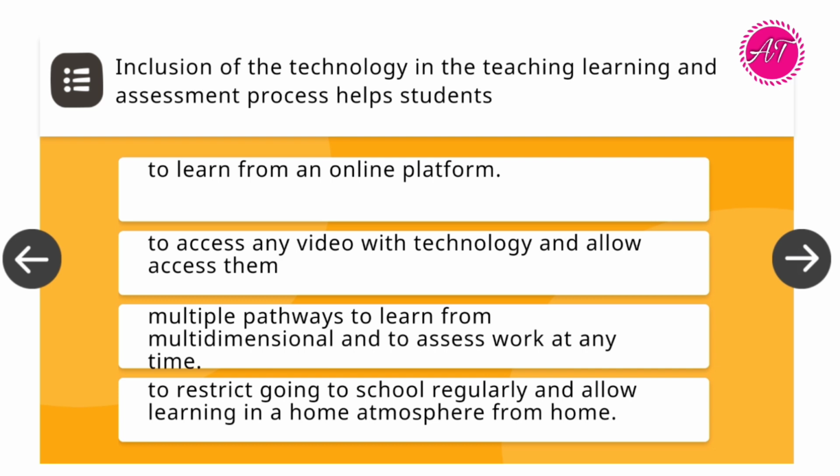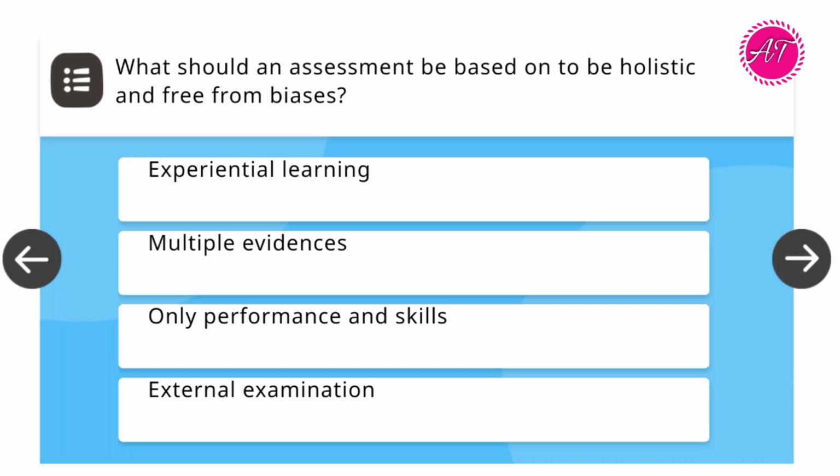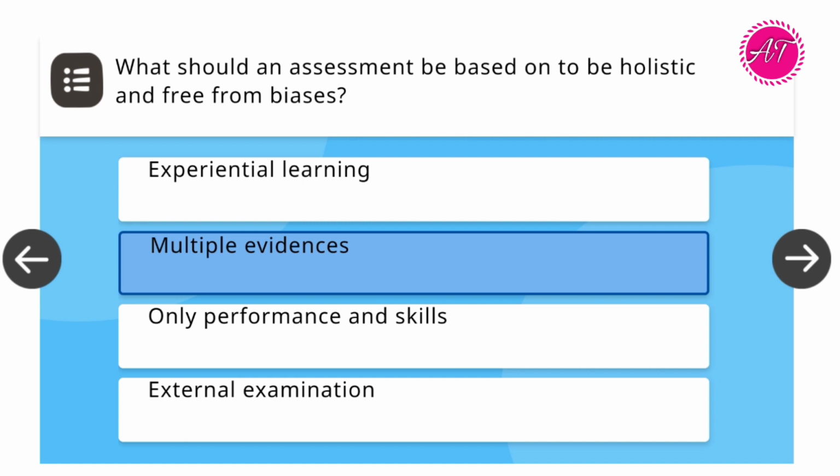Let us move on to our next quiz. Inclusion of the technology in the teaching, learning and assessment process helps students. So the answer we have here is multiple pathways to learn from multidimensional and to assess work at any time. So the number 3 option. Next question we have on our screen is, what should an assessment be based on to be holistic and free from biases? So the answer here will be multiple evidences, that is option number 2.